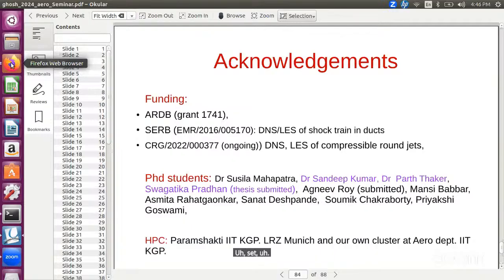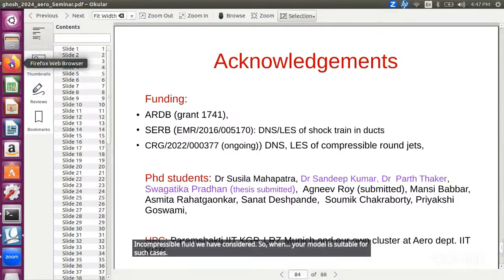Sir, in my model, this is incompressible fluid. I have taken low Reynolds number. So is it necessary to consider the high Reynolds number as well as turbulent incompressible fluid? For a flapping wing, for low Reynolds number cases, incompressible fluid we have considered. So when is your model suitable for such cases?